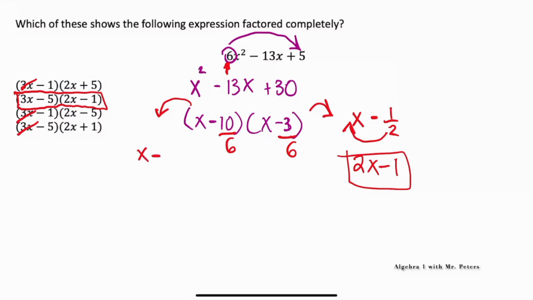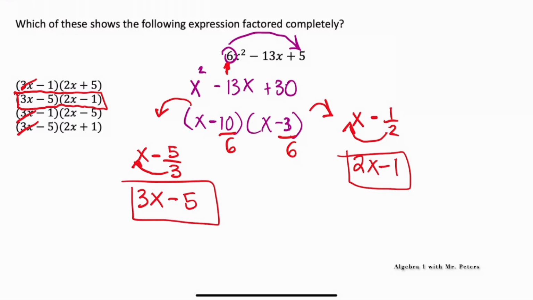X minus 5 over 3. We divided 10 and 6 by 2. And because we can't get a whole number when we divide 5 by 3, we're going to take the denominator and put it in front of the x. So now this is 3x minus 5. When we check B, these are both the correct factors. So please use this method whenever you have a lead coefficient and you don't want to waste too much time with the quadratic formula.